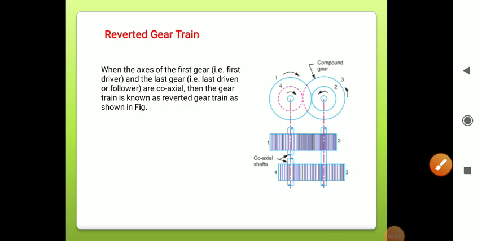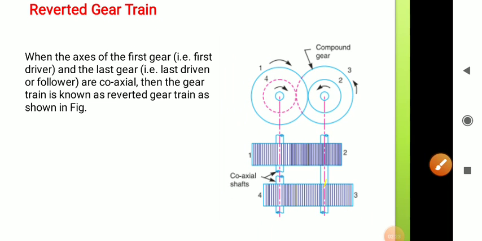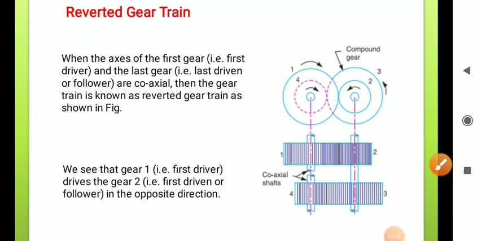So see here, this is gear 1, the first gear, and this gear 4 is the last gear, and both are coaxial. The axis is the same. So this gear train is known as a reverted gear train. Gear 1 is the driver and gear 4 is the driven. This is a reverted gear train.